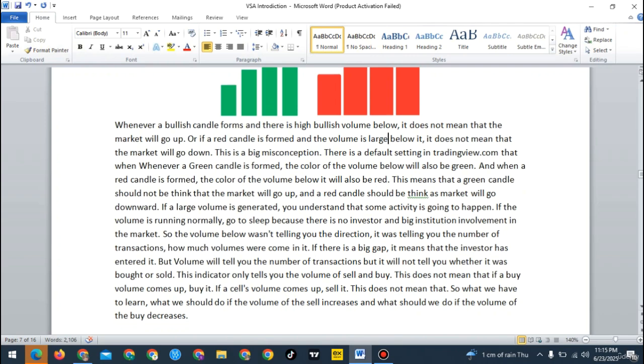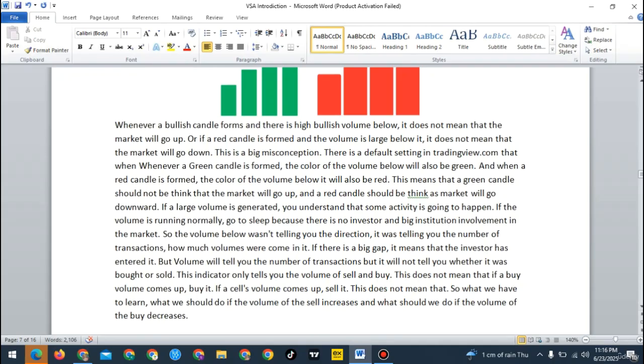There is a default setting in TradingView. Whenever a green candle is formed, the color of the volume below will also be green, and whenever a red candle is formed, the color of the volume below it will also be red. This means that a green candle does not mean the market will go up, and a red candle does not mean the market will go downward.